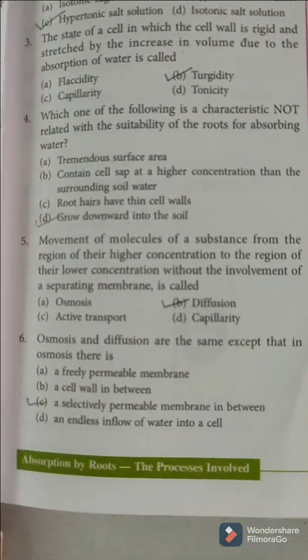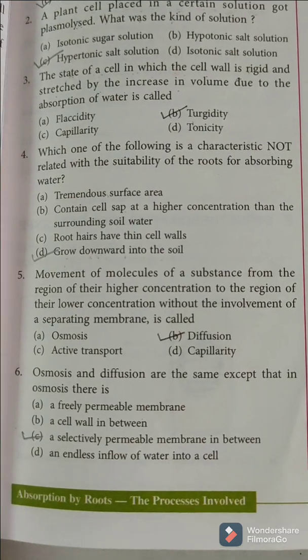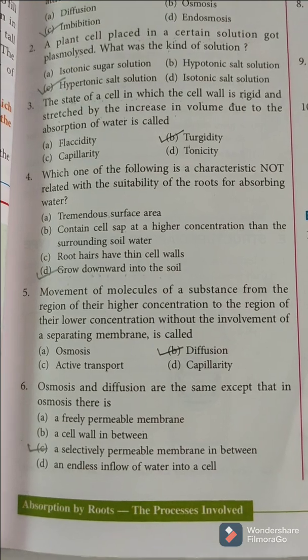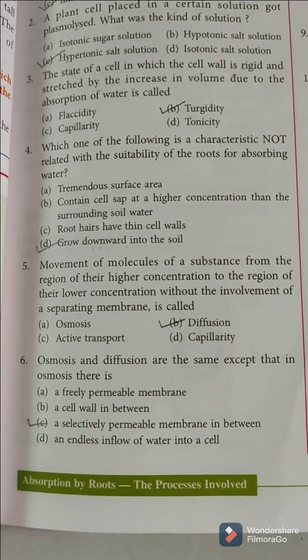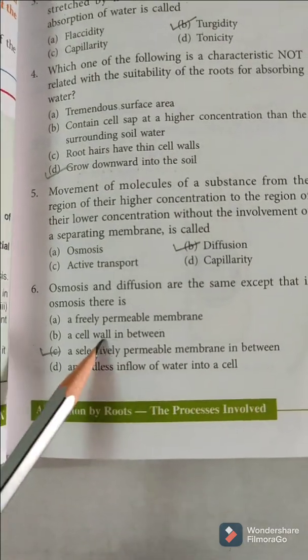Movement of molecules of a substance from a region of higher concentration to a region of lower concentration without the involvement of a separating membrane is called diffusion. Osmosis and diffusion are the same, except in osmosis there is a selectively permeable membrane in between.